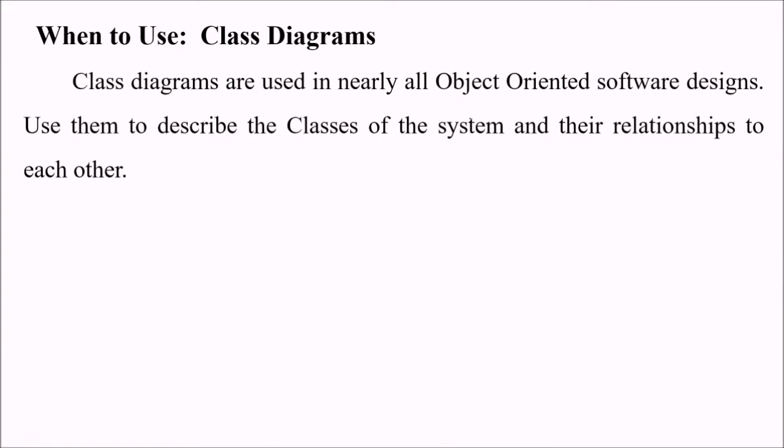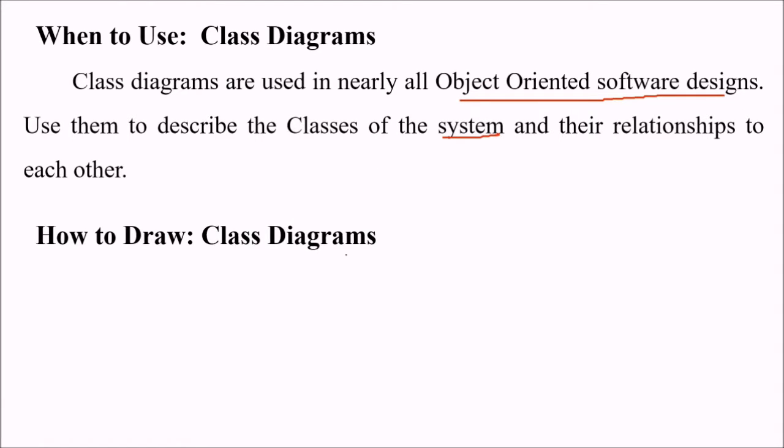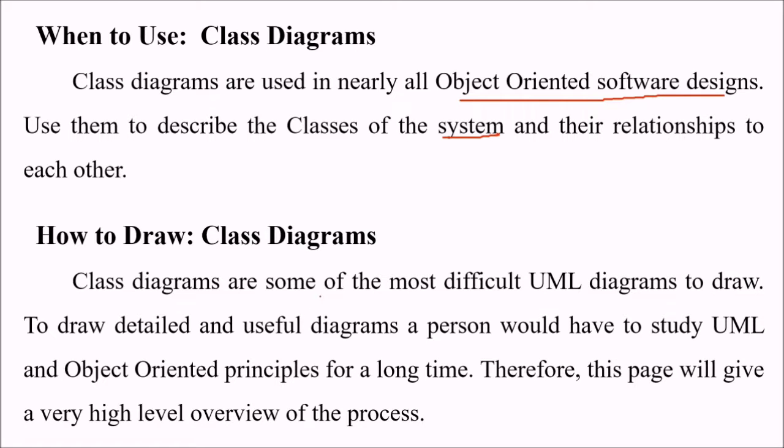So when to use class diagrams? Class diagrams are used in nearly all object-oriented software designs. We use them to describe the classes of the system and their relationships to each other. These are some of the most difficult UML diagrams to draw, because everything starts from here. To draw detailed and useful diagrams, a person would have to study UML and object-oriented principles for a long time. So this gives a very high-level overview of the process.